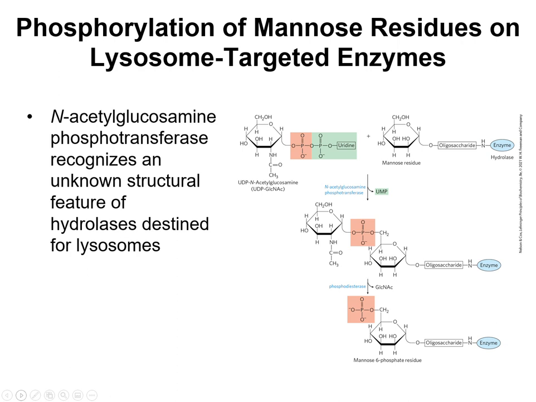The phosphorylation of mannose residues on lysosome targeted enzymes is really key. So this is one of the pathways of how the Golgi sorts and sends things off that's kind of understood. The truth is, how the Golgi sorts and gets everything right is still largely a mystery. It's a beautifully complex system that is quite difficult to understand. But N-acetylglucosamine phosphotransferase recognizes an unknown structural feature of hydrolases that are destined for the lysosome.